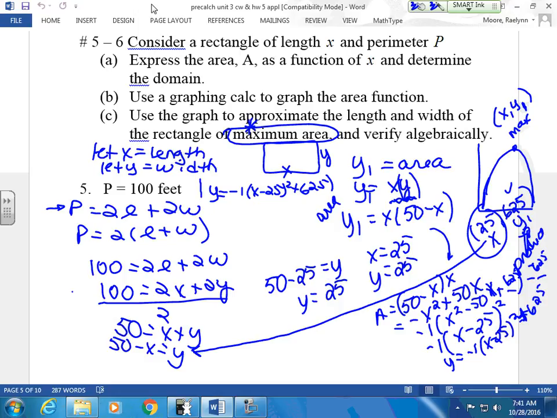So what is the vertex of this graph? 25, 625. So it works, right? Isn't that my turning point? Wouldn't that be my maximum point? My x would be my maximum, my y would be my product.